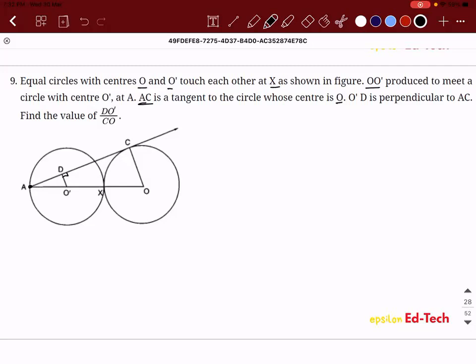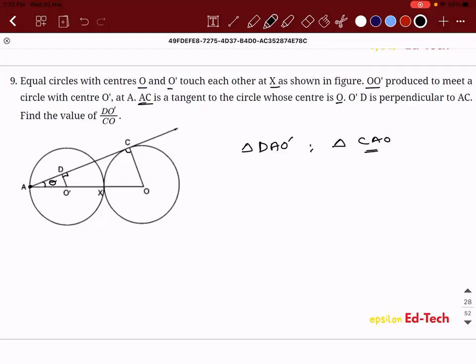Sir, triangles DAO dash and CAO are similar, sir. That's it. See, that is one way, or else what I would suggest is you can always use trigonometry also. So if you take this angle as theta, you can take that angle as theta and then solve. Okay, that is fine. Next, what are we supposed to do? So AC is a tangent to the circle whose center is O, and O dash D is perpendicular to AC. Calculate DO dash divided by CO.